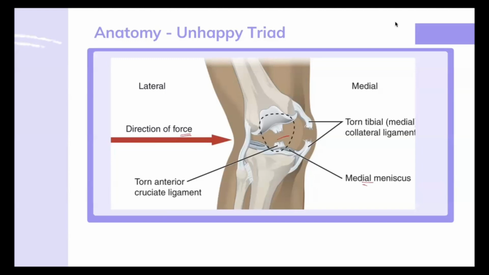They might show you that this person had force applied. They might give you this exact picture maybe, or something similar. And they'll say, okay, this was the damage done. State the ligaments that would have been damaged in this, or state the ligaments that would have been spared in this. So you need to know those, obviously.